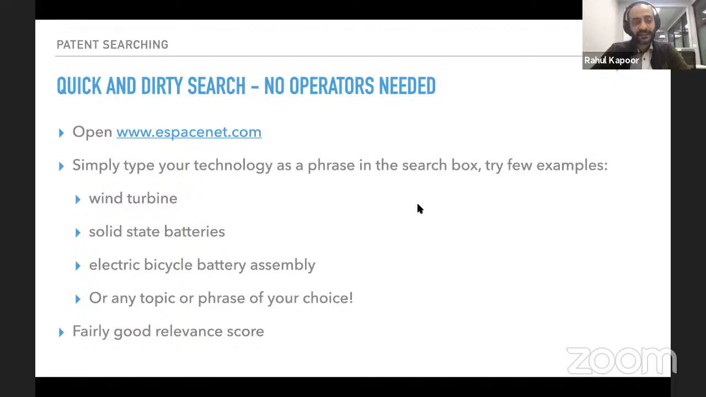I've given you some examples: electric solid state batteries, electric bicycle battery assembly, or anything that you are doing right now. Just type it as a technology phrase, and I will show you why even this is a great way to validate an idea, and when you have to do a very precise search versus when you can just do a quick and dirty search to get by. I'm sure when you do this kind of search, you will get some surprises, patents that are very relevant to your subject matter.